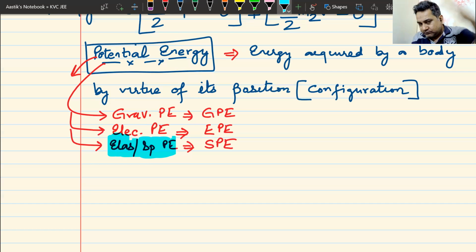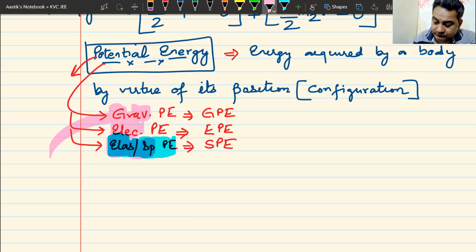Now, as soon as you look at these three terms, gravitation, number one, number two, electrostatic, and number three, this elastic or spring. As soon as these three terms come, these three forces, whether it is gravitational force or electrostatic force, they are a very special type of forces. In which category do these forces lie? Gravitation or electrostatic or elastic forces? What type of forces are these?